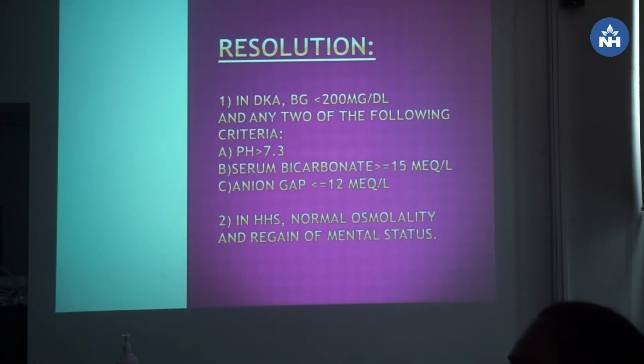So now we move on to the resolution part. In DKA, when the blood glucose is less than 200 milligram per deciliter and any two of the following are seen: pH more than 7.3, serum bicarb more than 15 milliequivalent per liter, and an anion gap of less than 12 milliequivalent per liter. In HHS, normal osmolality is achieved and there is a regain of mental status. We can fairly say that the states have resolved.